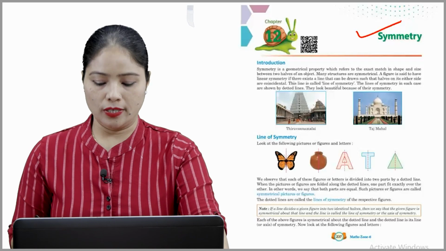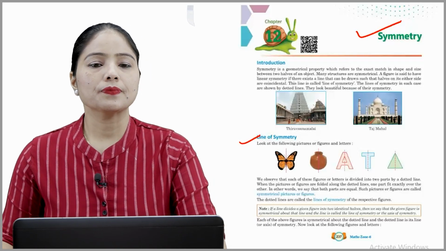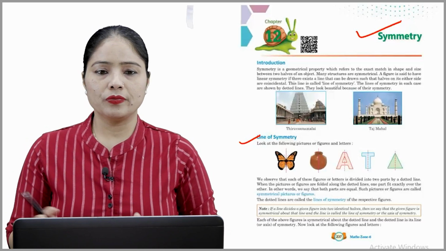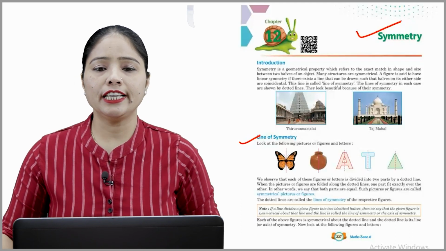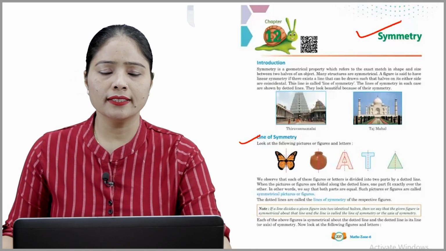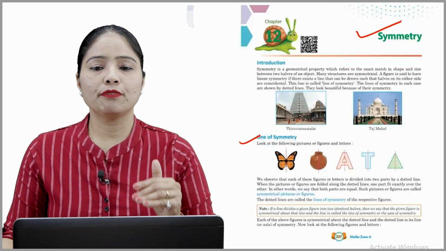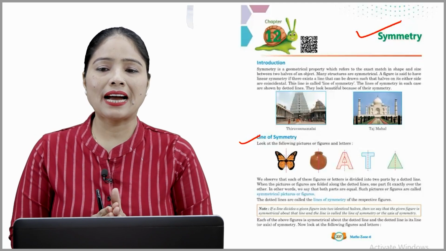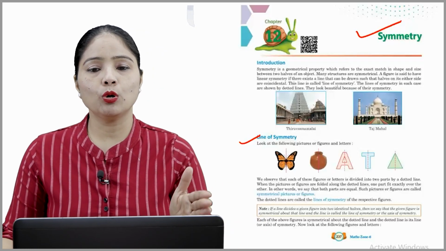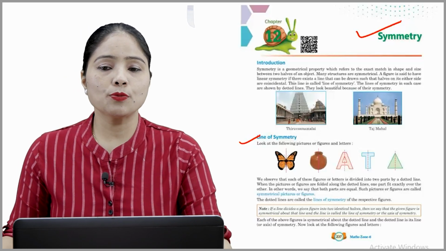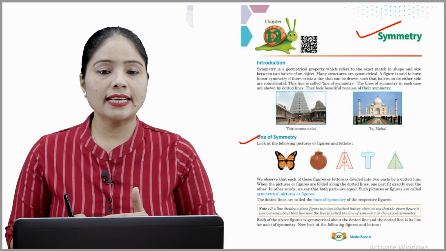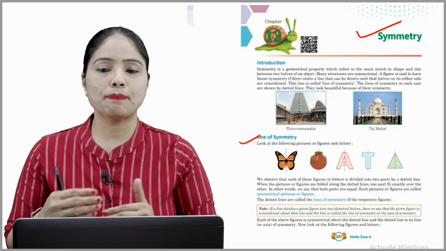Now lines of symmetry. Let's see. Look at the following pictures or figures and letters. We observe that each of these figures or letters is divided into two parts by a dotted line. When the pictures or figures are folded along the dotted lines, one part fits exactly over the other. In other words, we say that both parts are equal. Such pictures or figures are called symmetrical pictures or figures, beta. The dotted lines are called the line of symmetry of the respective figure.